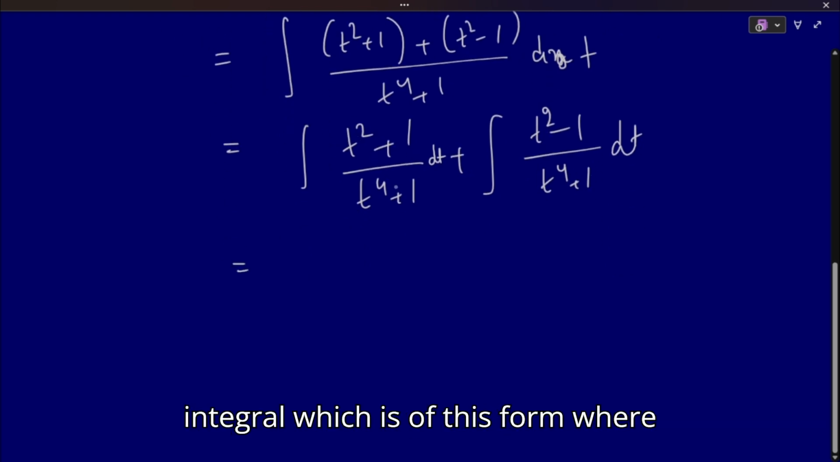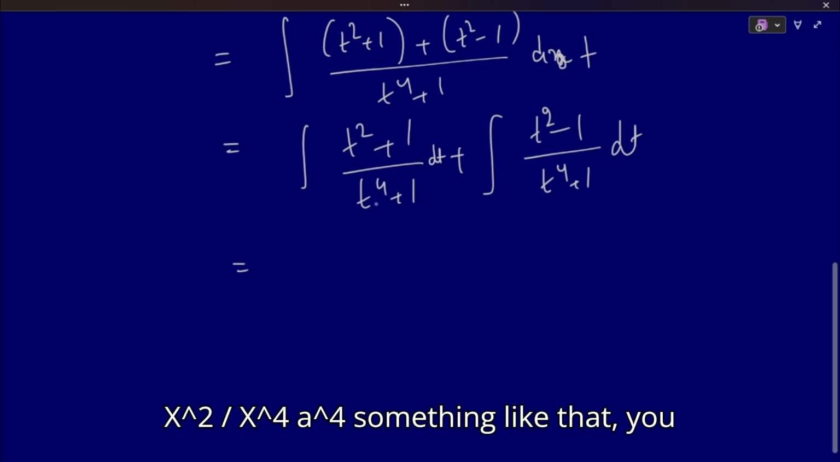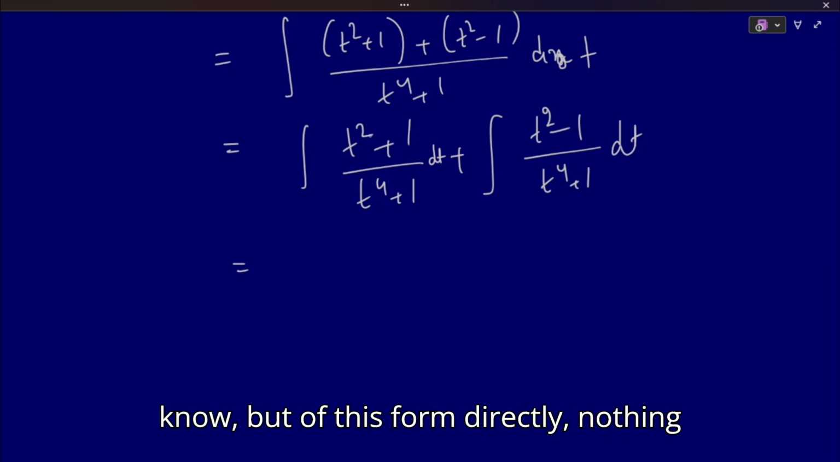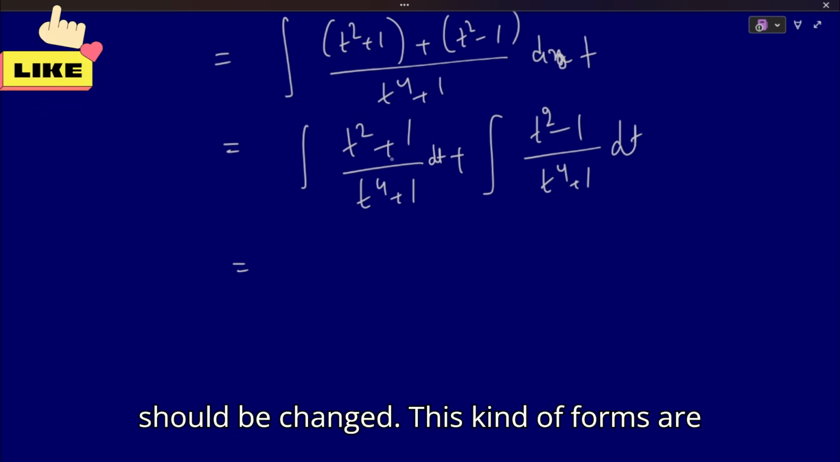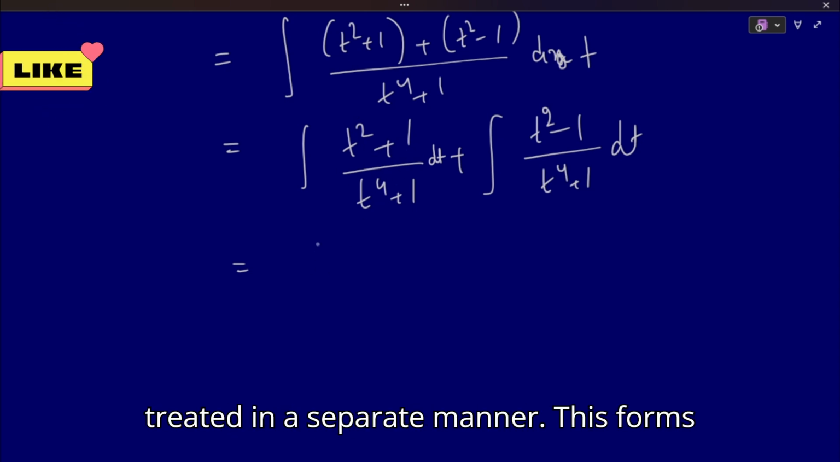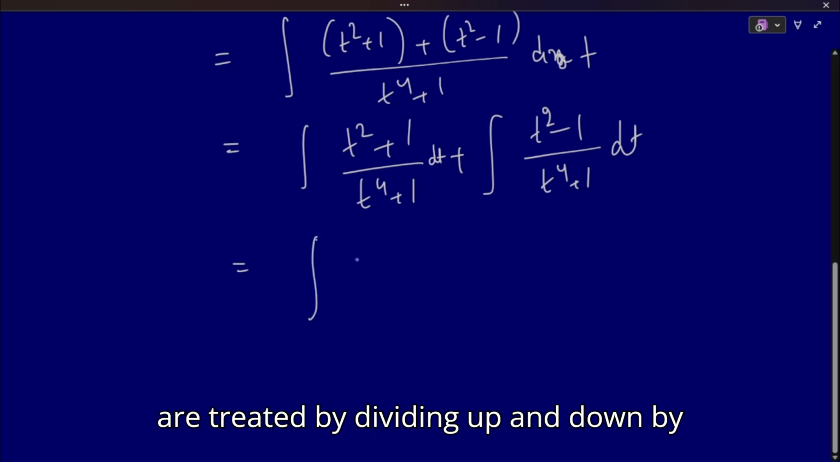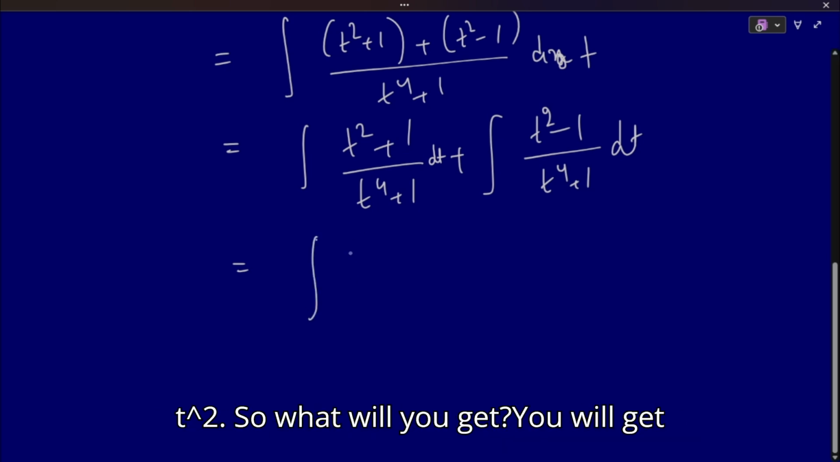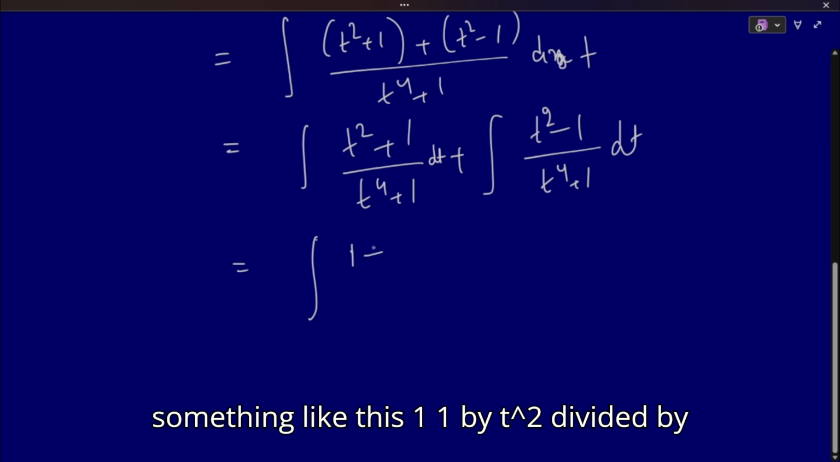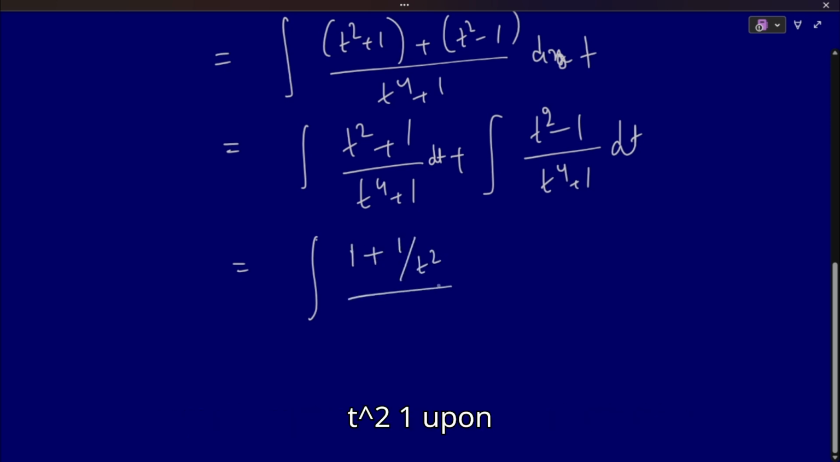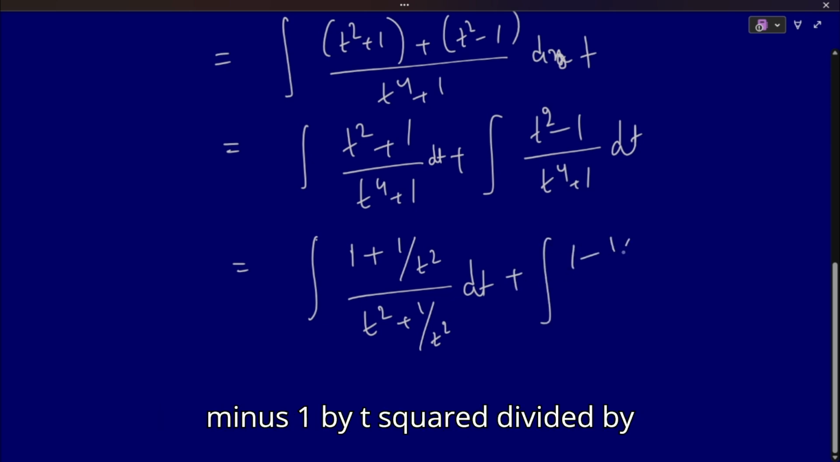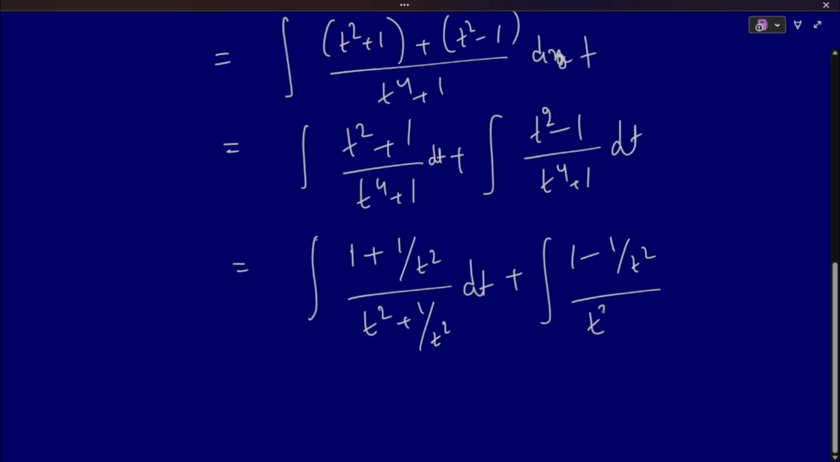Okay. Now, here's the part. If you see an integral of this form, where x square plus a square is divided by x to the power 4 plus a to the power 4, with nothing changed, these kinds of forms are treated in a separate manner. These forms are treated by dividing up and down by t squared. So what will you get? You will get something like this: 1 plus 1 by t squared divided by t squared plus 1 upon t squared dt. And then the next term, you should get 1 minus 1 by t squared divided by t squared plus 1 by t squared dt.